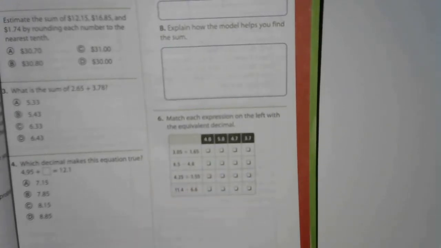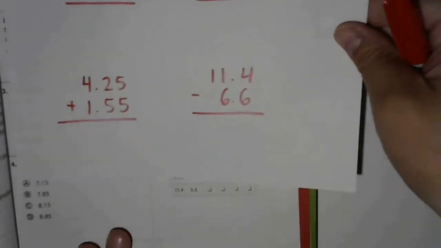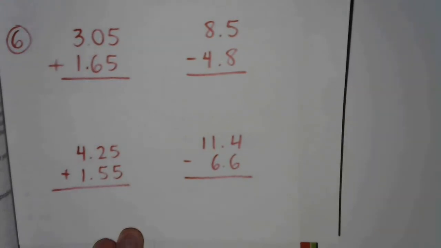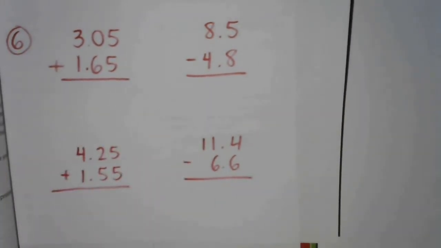On my screen, it looks very, very blurry, but you can look at it in your own paper, and maybe that's going to make sense. It says match each expression on the left with the equivalent decimal. Essentially, what we can do is just solve our problems here on the left and then match up our answers, right? So it's kind of presented in an odd way, but I'm going to go ahead and pull up my questions here. These are the questions that we see on the left.